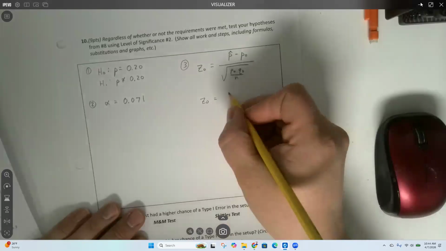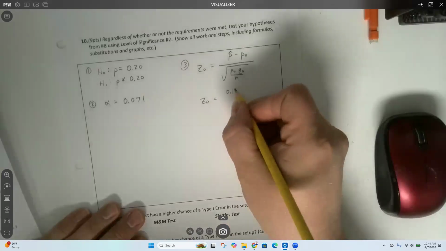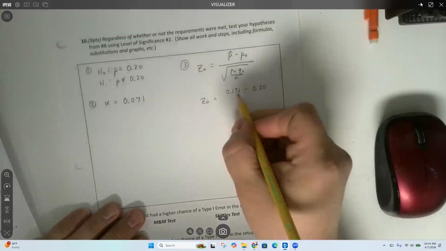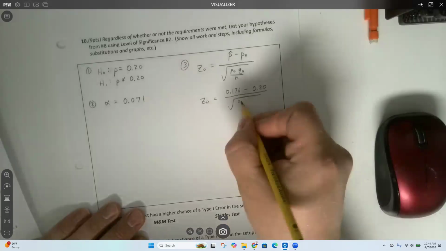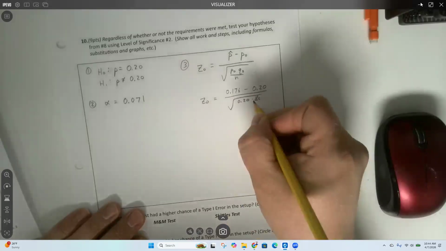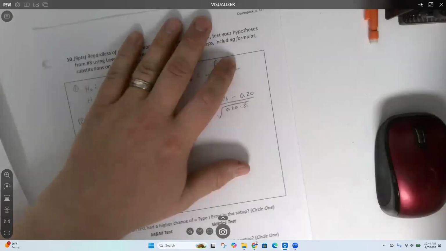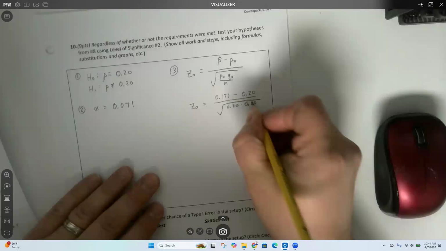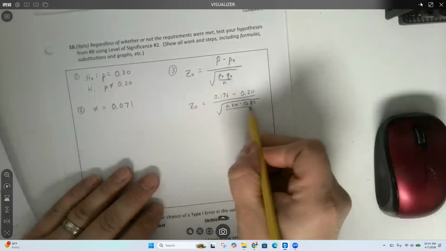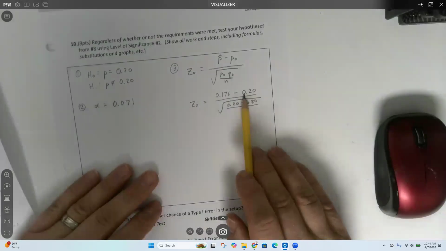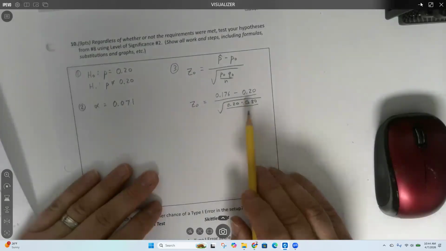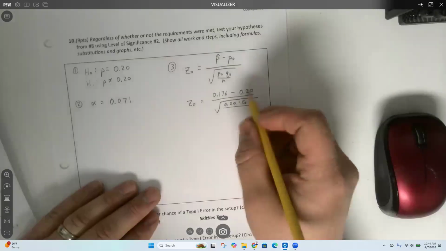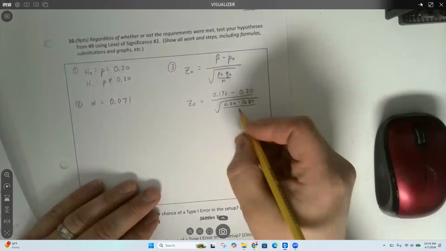My p hat for purple was 0.176. P0 is 20%. Q0 is 80%. Oops, I need that to be a 0 point. 0.80. I don't mind if you write 0.20. You don't have to write the 0 out in front. But I put the 0 in there just so that, if I write my dot too small, it doesn't get confusing. Like, oh, is it the number 20?